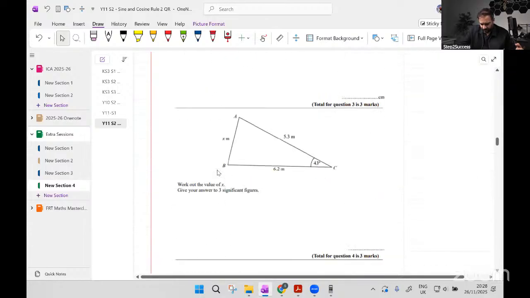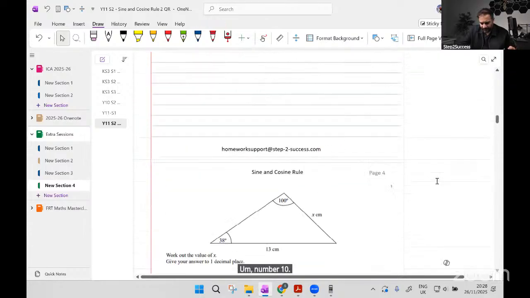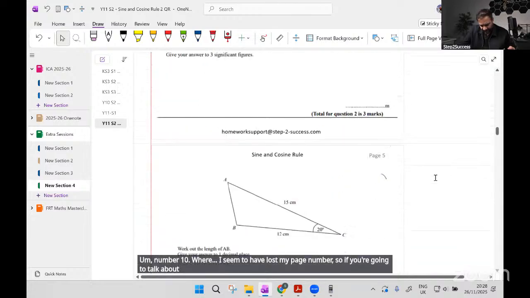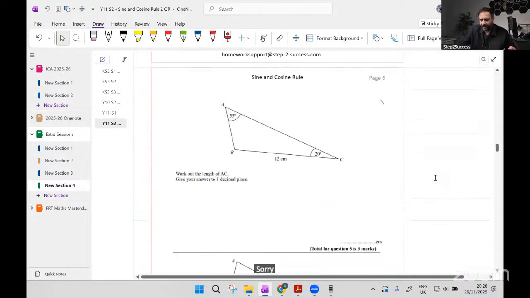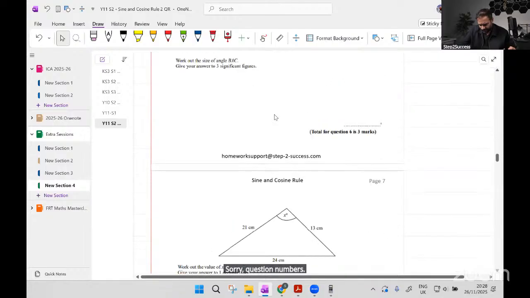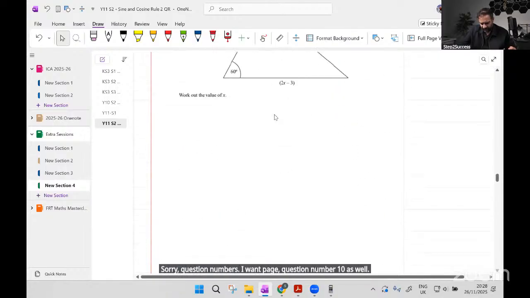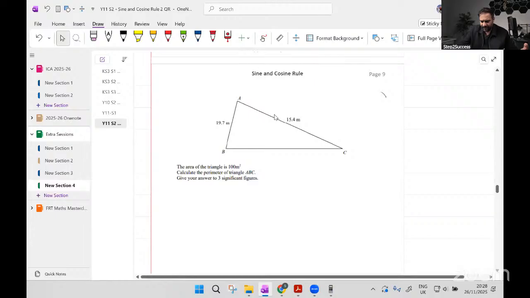I seem to have lost my page numbers. Sorry, question numbers. Tell me what page question number 10 is on. Why are they gone? Not turned up. 12. Okay.